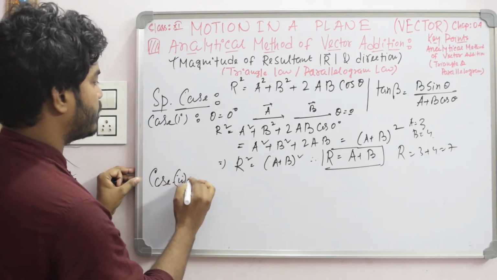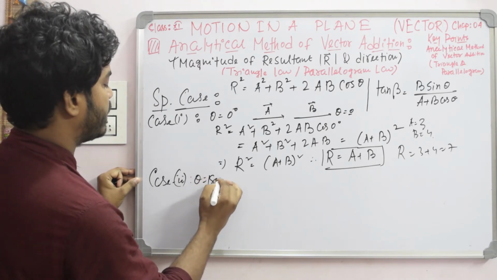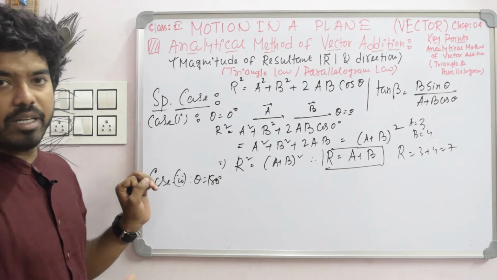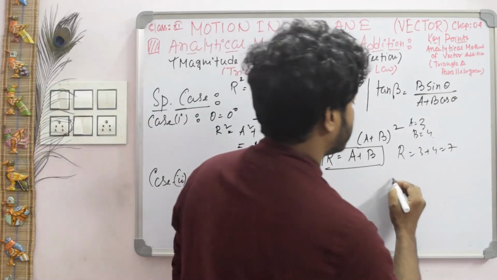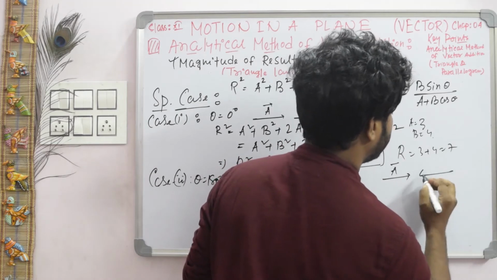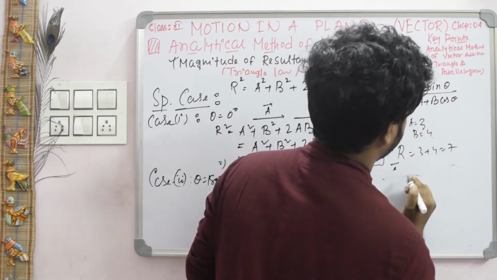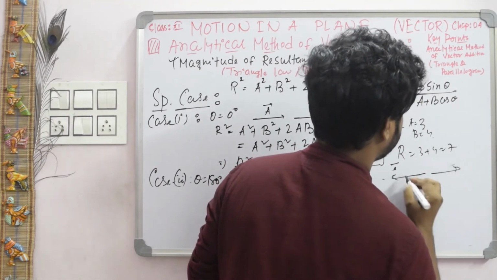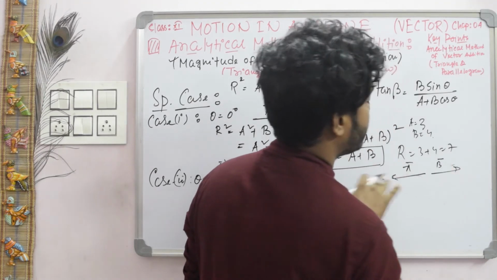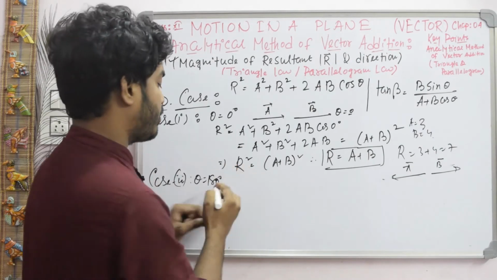In case 2, suppose theta is equal to 180 degree. Theta is equal to 180 degree means unlike or anti-parallel vectors. Suppose this one represents vector A and this one represents vector B. So here vector A and vector B are anti-parallel to each other. Here theta is equal to 180 degree.